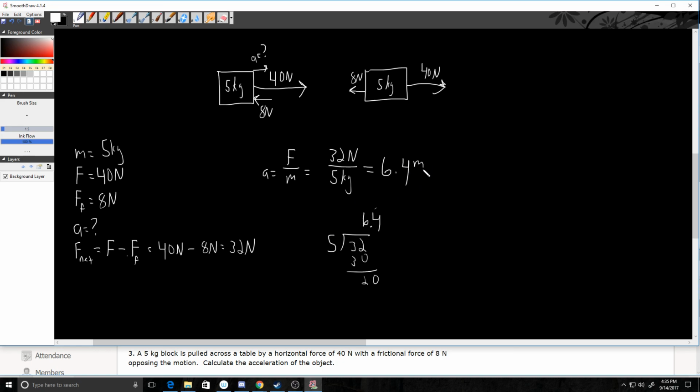We know acceleration in this case is measured in meters per second squared. If that friction wasn't there, I would have done 40 divided by 5, and the box would have accelerated at 8 meters per second squared. Friction is typically always there. Sometimes we want to consider it, sometimes we're looking at ideal situations.